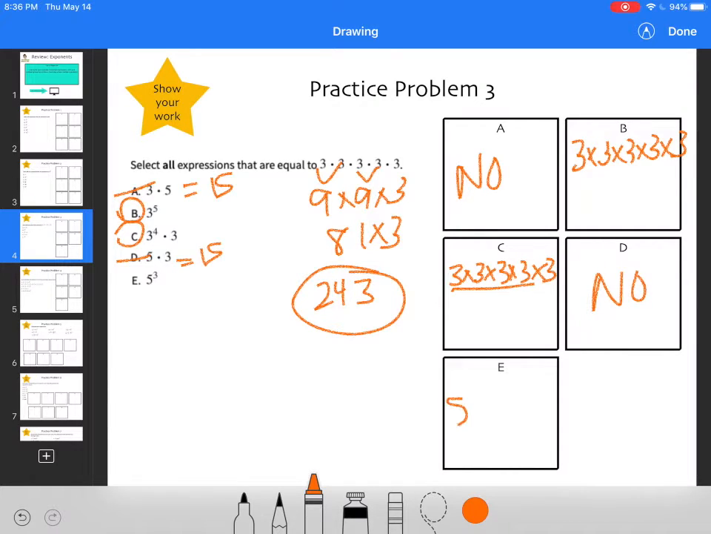5 to the 3rd power is 5 times 5 times 5. It's going to be 25 times 5. That's 125. So that's out. So it should just be B and C.